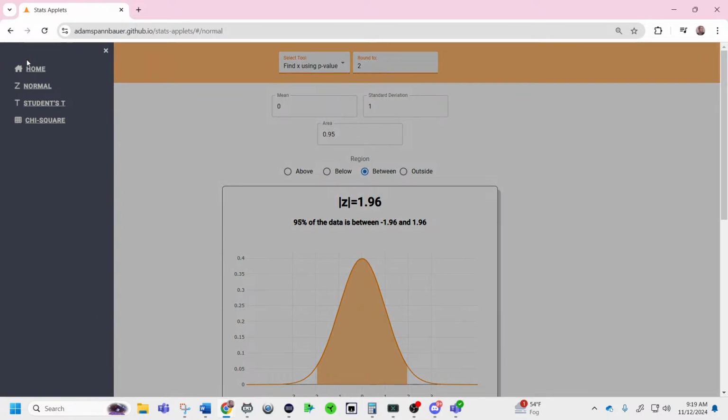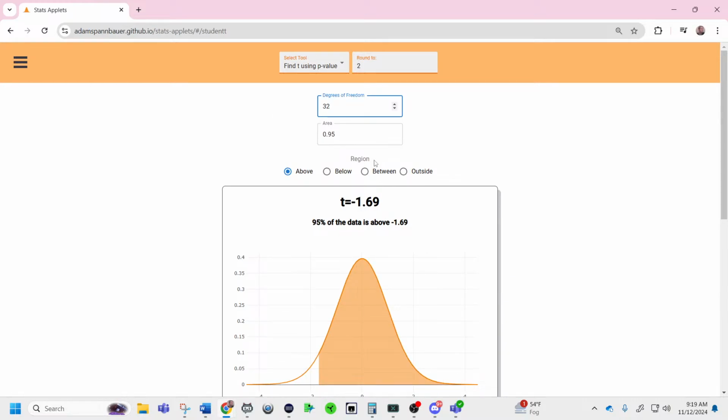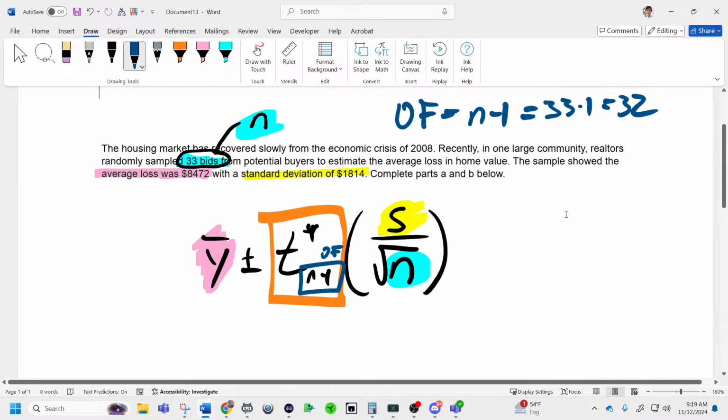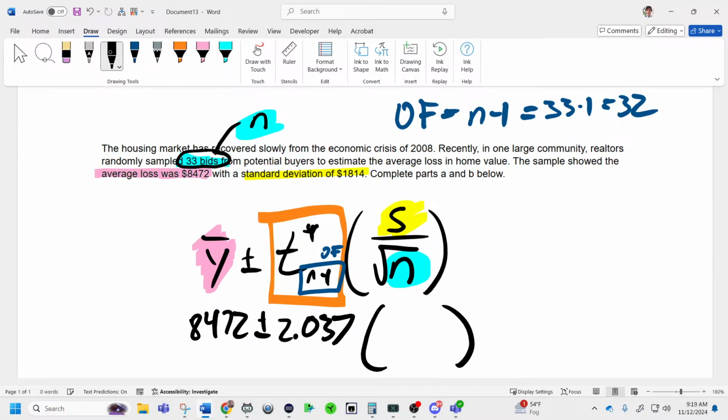The 32 in the degrees of freedom is the n-1. That is correct. Great job, Noel. So 32 goes right there, and we go to another decimal, 2.037. There we go. So that means we have this value, and this t will be 2.037. The mean is 8472 plus or minus.